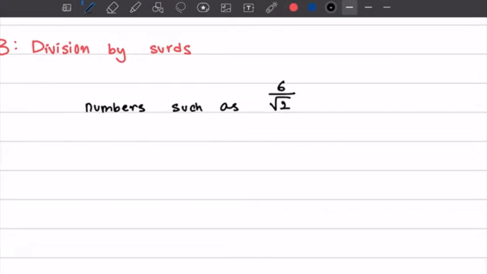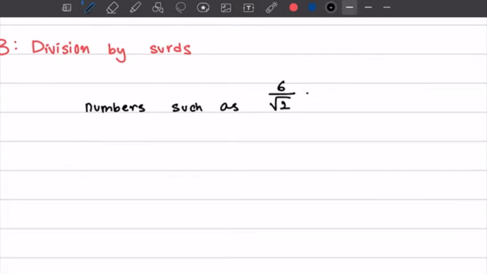Now, the main thing when you have a surd which has a radical in the denominator is that you have to simplify and rewrite this number so that the denominator does not have a square root, because that is just how it works. This process is called rationalizing the denominator. All you're doing is multiplying this number by the same number as the denominator.